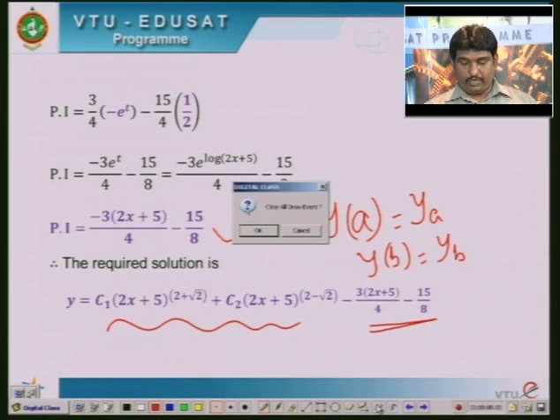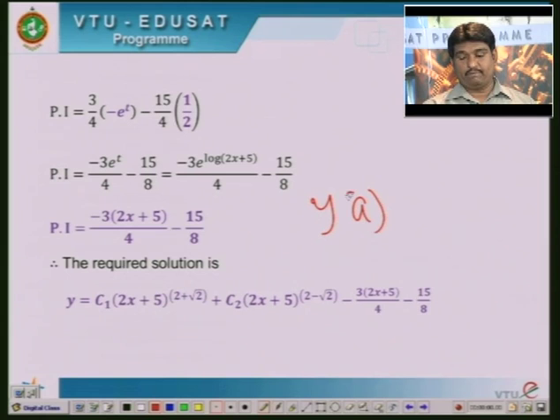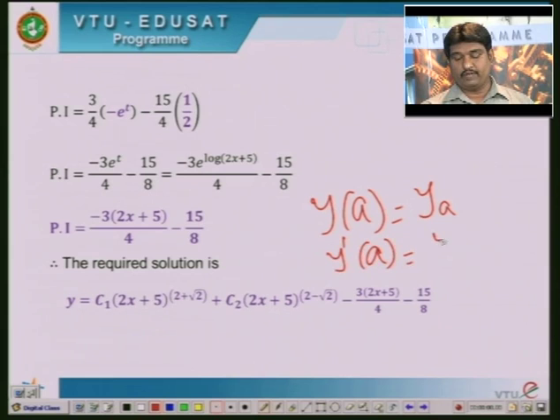Instead of boundary conditions, initial conditions may be specified. What are initial conditions? Conditions specified at a single point. Maybe like this: y of a equals some ya, and one more condition is required, and that condition may be like this: y dash of a equals some yb. Conditions specified at a single point a.